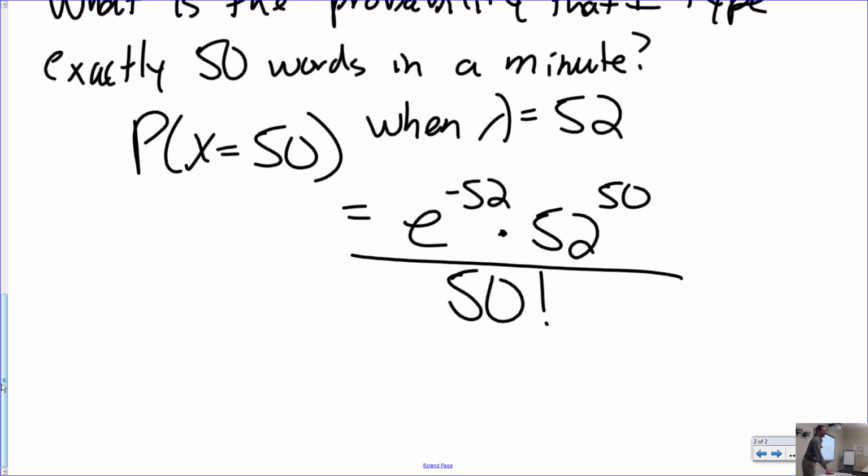So let's see, how many of you guys' calculators can actually calculate this number without barfing? It's e raised to the negative lambda. Yes, to the negative lambda, right? To the negative 52. You guys are just gonna spit it out, so I think I have 5.42%. Sounds about right. Divided by 50 PRB factorial.